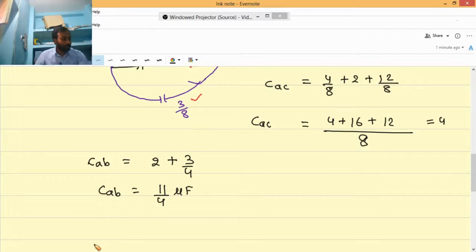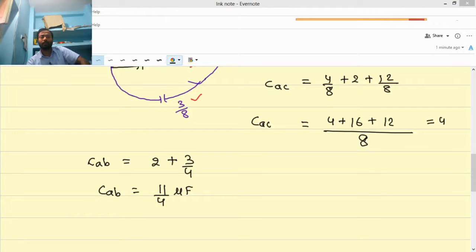So this is going to be the answer for the B part. So let me match, yes, so it is correct. So in this way we have solved our B part.